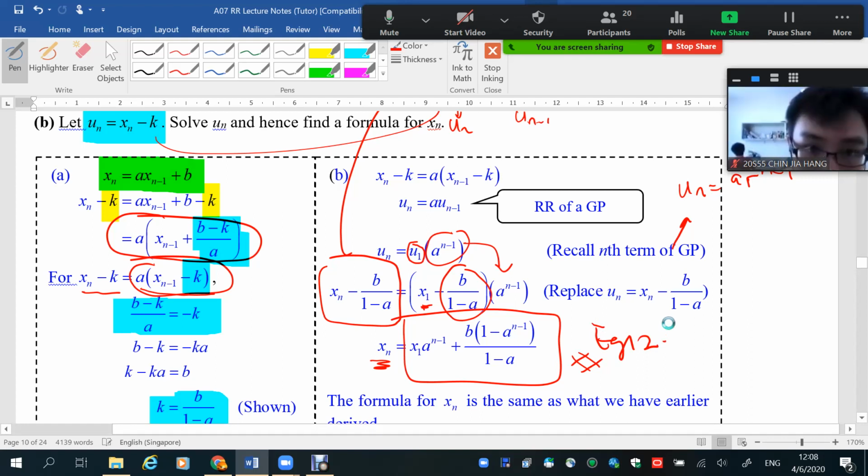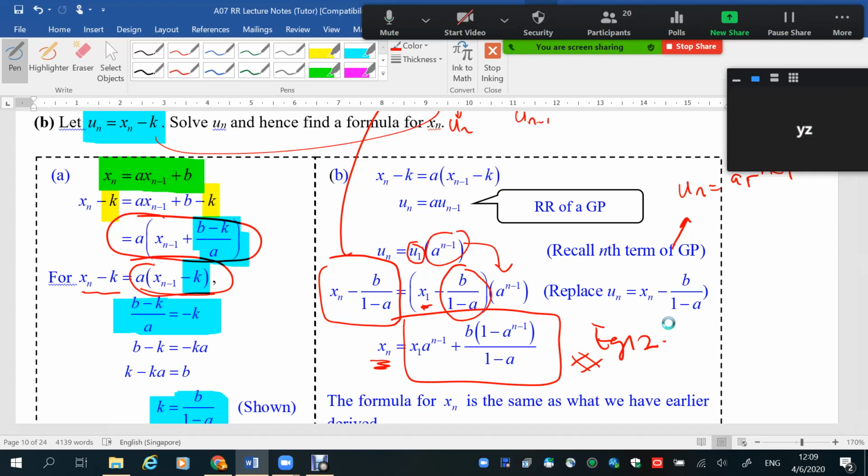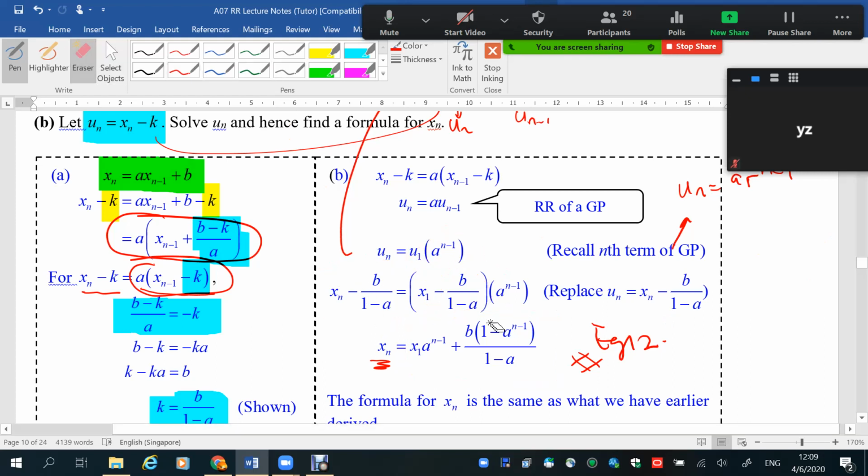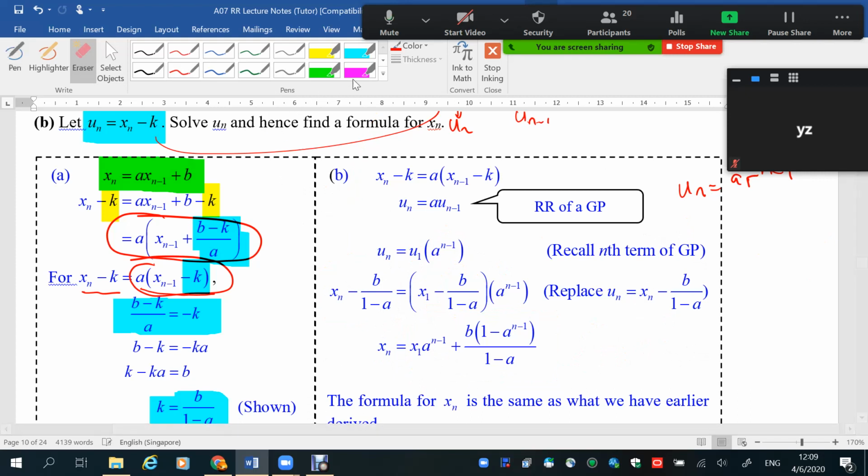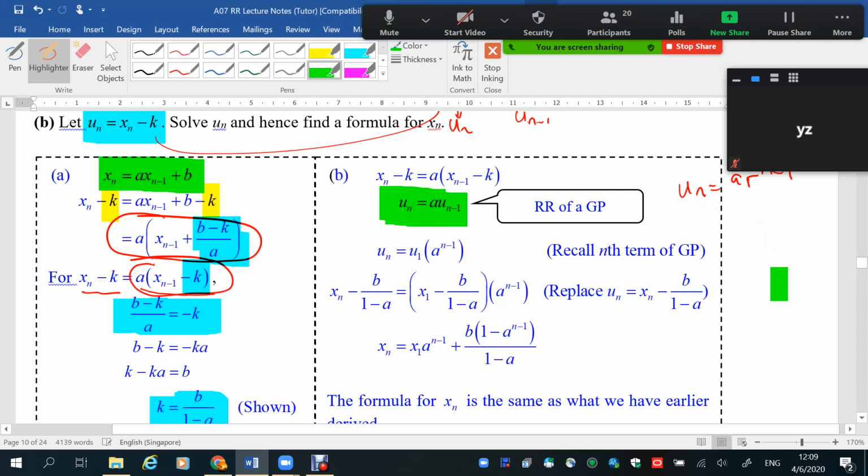This method of proving is what we call the conversion to GP method. It is absolutely stupid and absolutely crazy. Half the time nobody will be using this. Can you go through the recall of the nth term of GP, that line? Okay, recall nth term of GP. Hang on, let me remove everything. So up to here you can accept this one in green: un is equal to a times un minus 1. Can you accept?